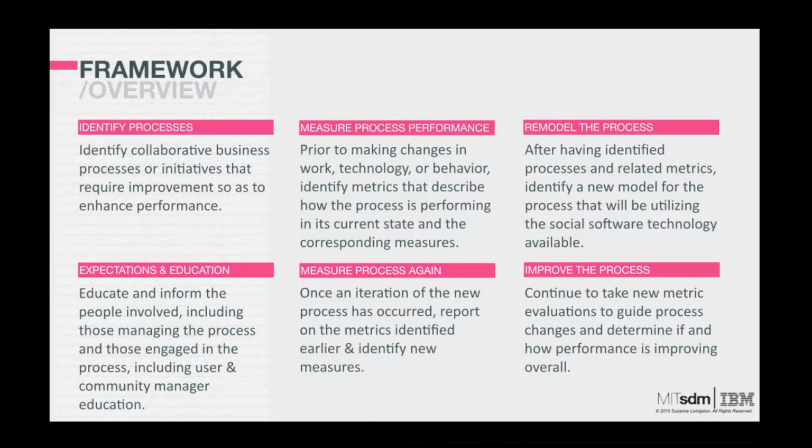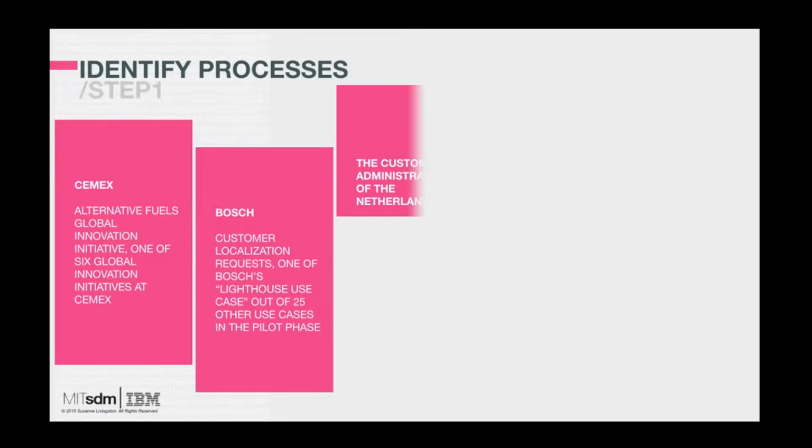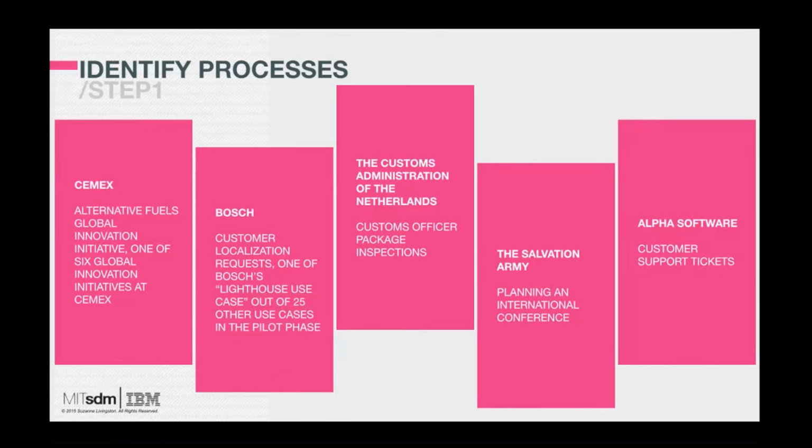So let's take a quick look at what some of those processes were from the different organizations that we talked about already. With CEMEX, remember they were focused on an alternative fuels global initiative, and that's one of 6 areas where they were trying to make global changes, but we focused for the purpose of this study on just one of those, so that was the overall process. For Bosch, again, it was the customization or localization request, 1 out of 25 use cases that they wanted to improve. We studied one of them.